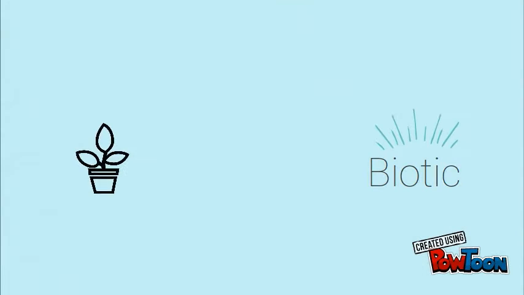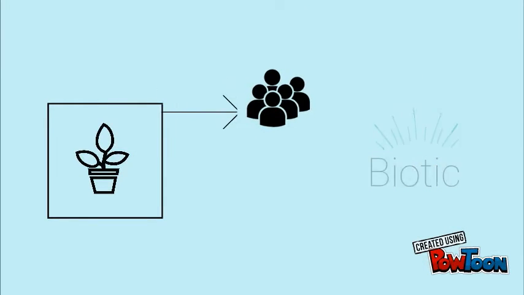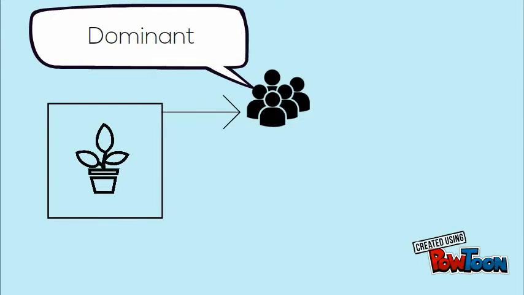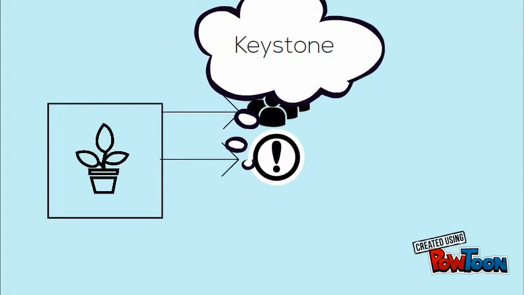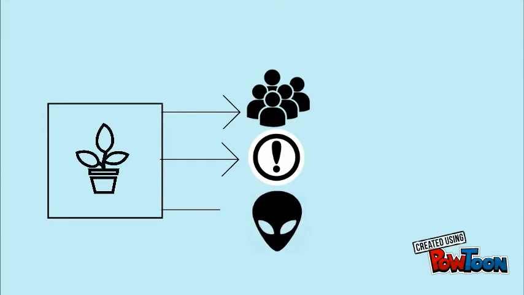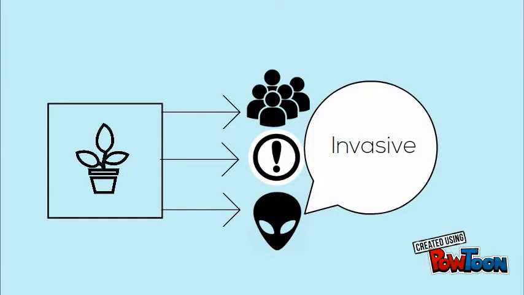Biotic species can be subcategorized as dominant species, species that do not vary much in type but have large numbers. Keystone species, species that are not dominant, but they are very important to the ecosystem's continuation. Invasive species, species that are not native to an ecosystem.